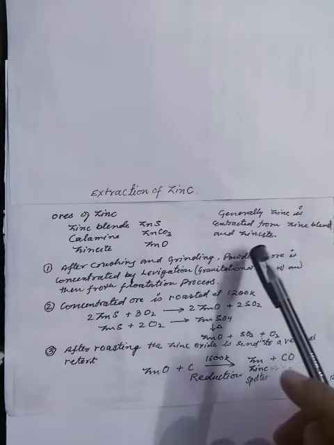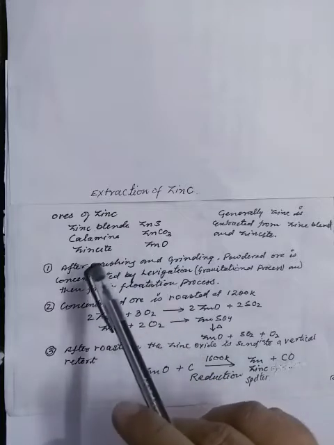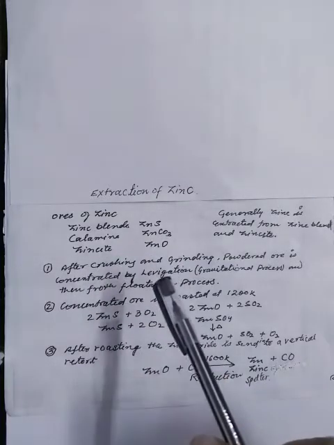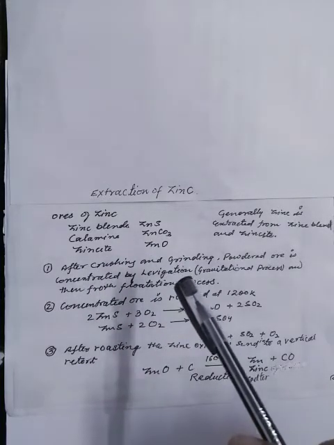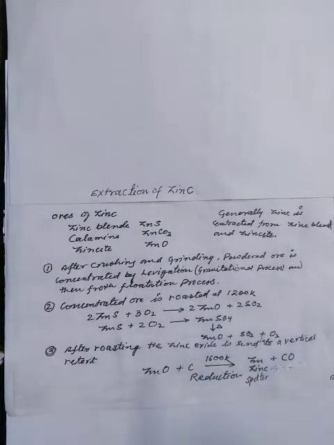Generally, zinc is extracted from the zinc blend and zincite. So generally, zinc blend, zinc sulfide, and zincite, ZnO, are used to extract zinc. Now, this is a very simple, very small process we are going to do in terms of reaction. Otherwise, the processes are not so simple. The processes contain big cemented vessels and containers, 20 feet in height and even more than that.